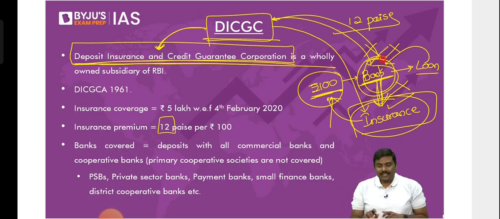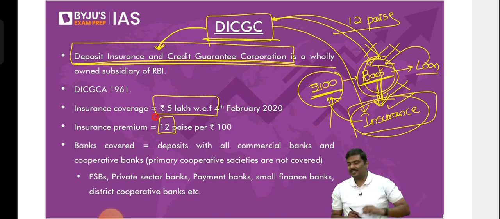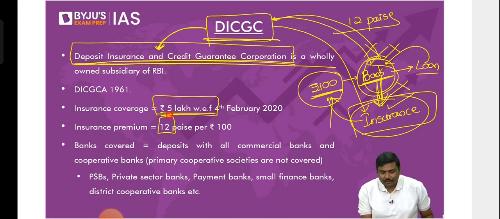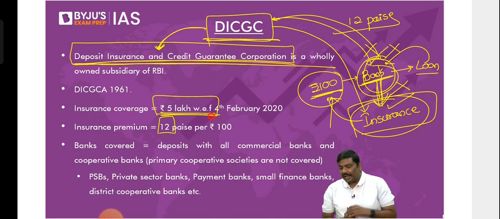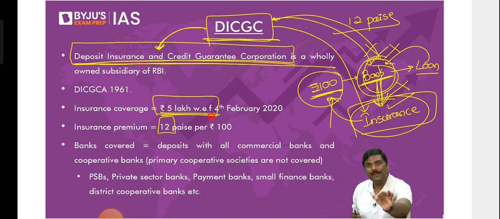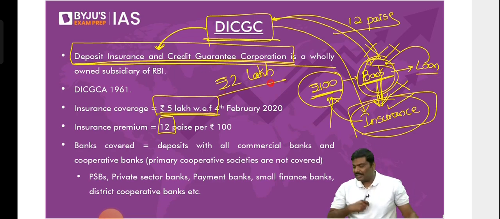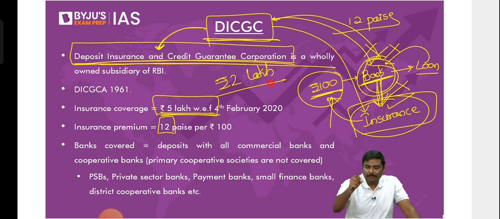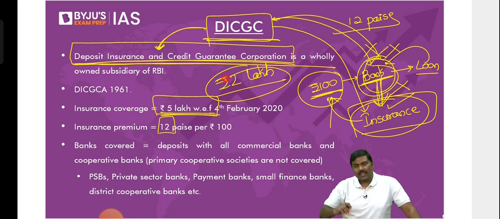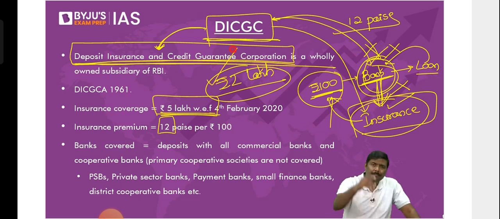The condition is that the DICGC will provide insurance coverage for up to 5 lakh rupees of the deposits. Important, remember this. The DICGC will not provide insurance beyond 5 lakh rupees. It will provide insurance only up to 5 lakh rupees of the deposits. Meaning what? Imagine your deposit is 2 lakh rupees. Your deposit of 2 lakh is completely insured. If the bank loses money and is shutting down, you will get the complete 2 lakh rupees.